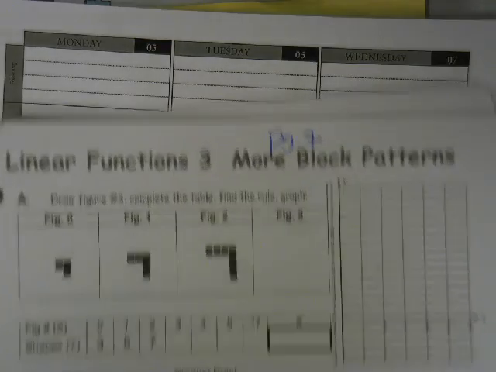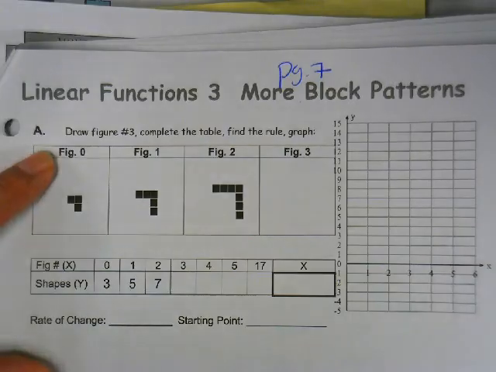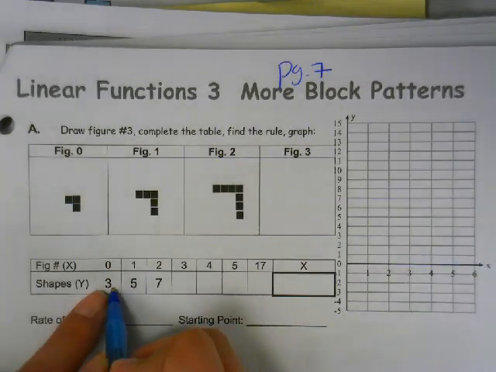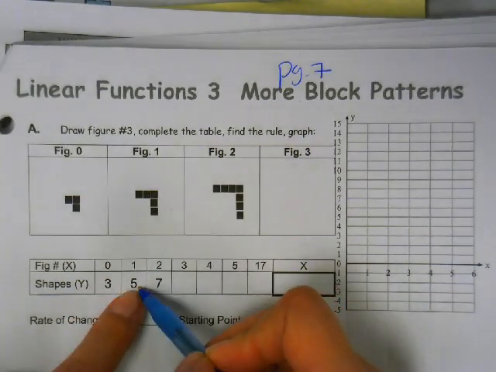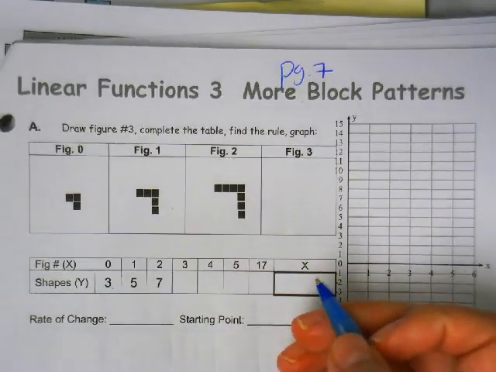Okay. So figure 0. It's going to be your best friend in a minute. How many little boxes in figure 0? 3. And notice that they wrote 3 in the table here. How many in figure 1? 5. They wrote 5 here. How many in figure 2? 7. Okay.